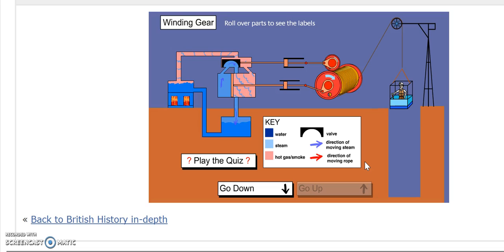When the carriage is moving down, the rope will be moving up, and when the carriage is moving up, the rope will be moving down.